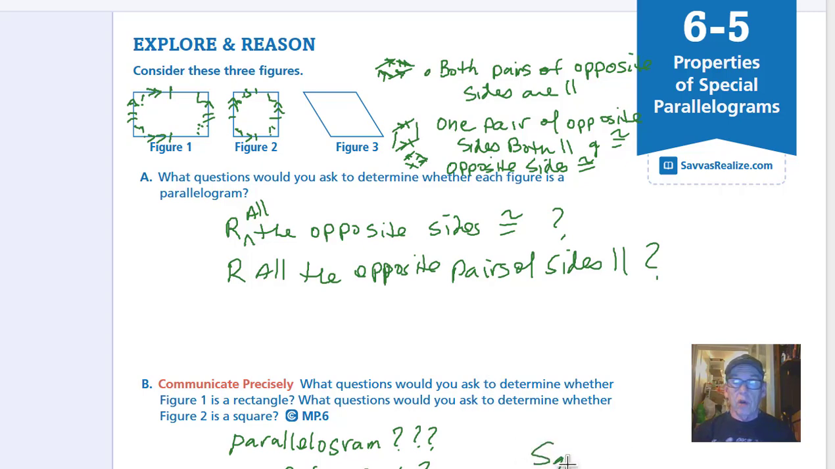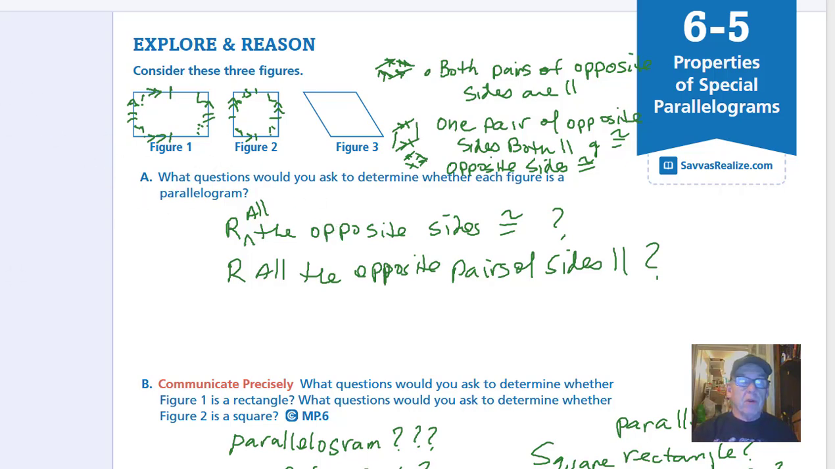So for a square, first, is it a parallelogram? Is it a rectangle, which means, does it have all this other stuff over here? And then, are all sides congruent? So if it's a rectangle with all sides congruent, it's a square.